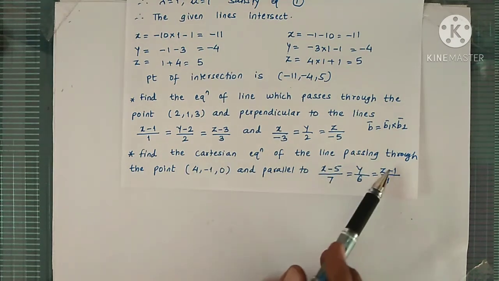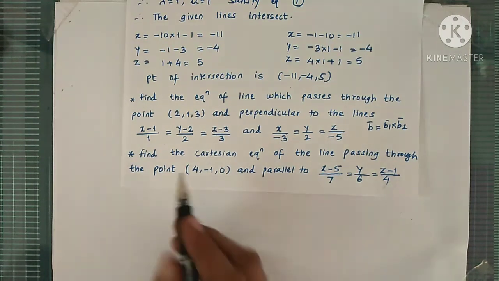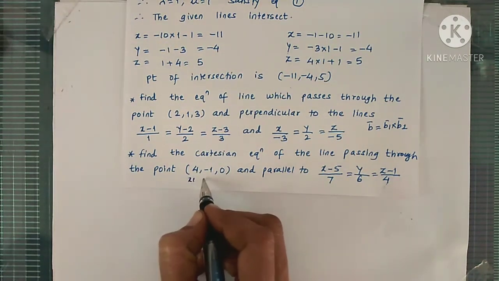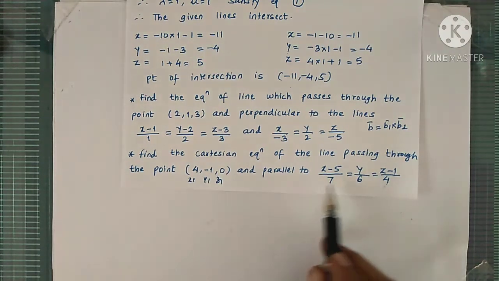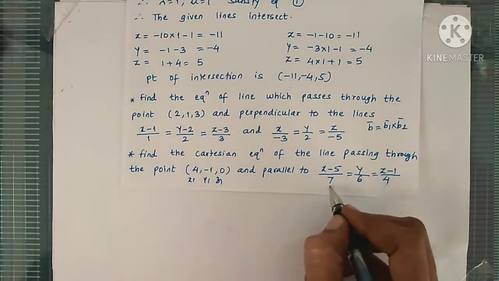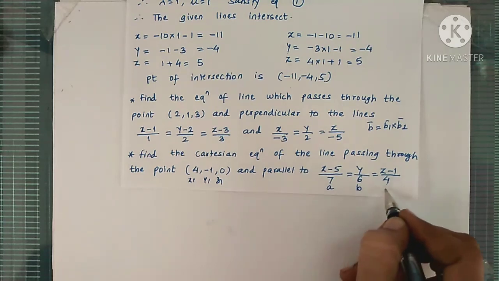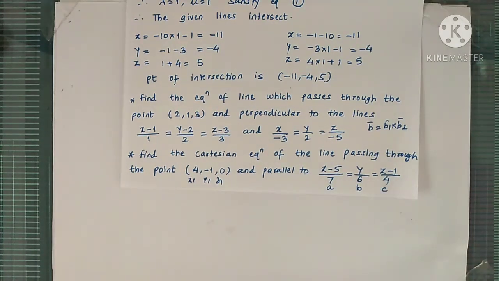And you can find the Cartesian equation. Find the Cartesian equation of the line passing through the point. So to find the Cartesian equation, this is our x1, y1, z1 and parallel to this line. So these are the direction ratios. The direction ratios of the line are 7, 6, 4 and the point x1, y1, z1 is given. So write the equation of the line in Cartesian form and substitute x1, y1, z1 and a, b, c.